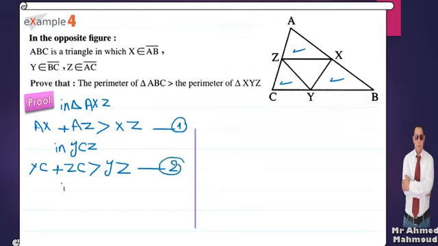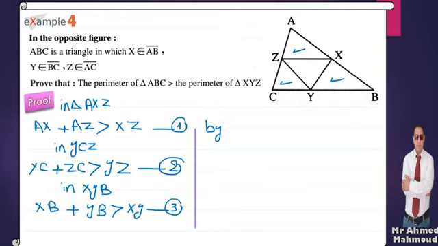In triangle XYB, XB plus YB is greater than XY, and this is number 3. From 1, 2, 3, by adding one, two, and 3, here in 1, we have AX, and here we have XB. AX plus XB together give me AB.